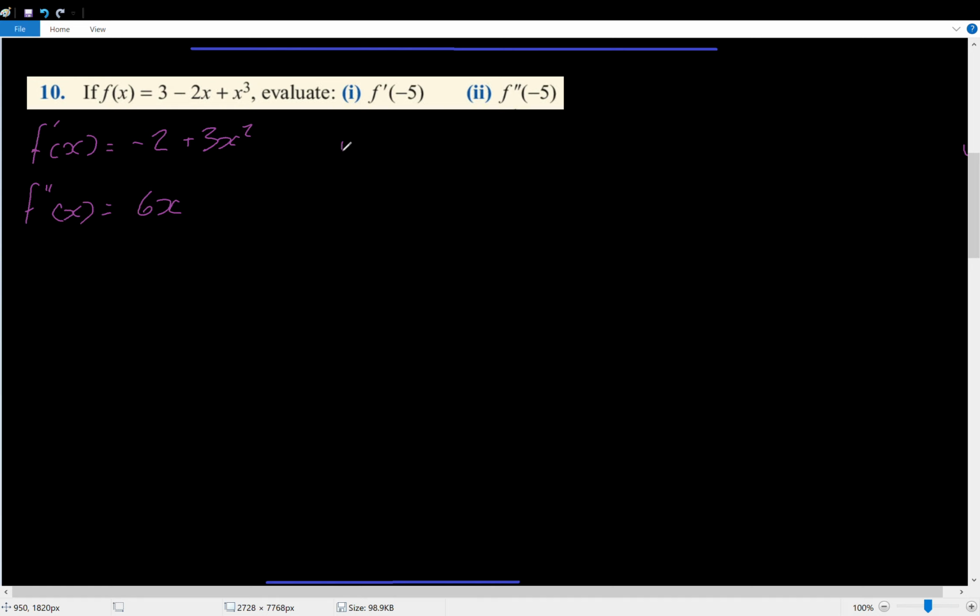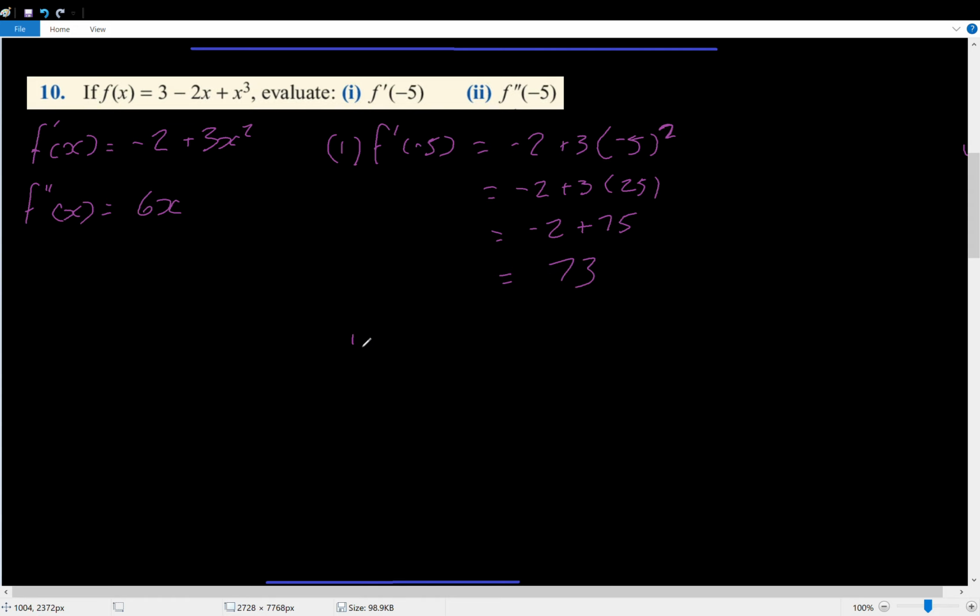And now for part 1, where we're asked to get f dash of minus 5, we're just substituting minus 5 into the f dash function in place of x. So it's going to be equal to minus 2 plus 3 times minus 5 squared. Well, minus 5 squared is 25. So we've got minus 2 plus 3 times 25, which is just going to be equal to minus 2 plus 75, which is equal to 73.